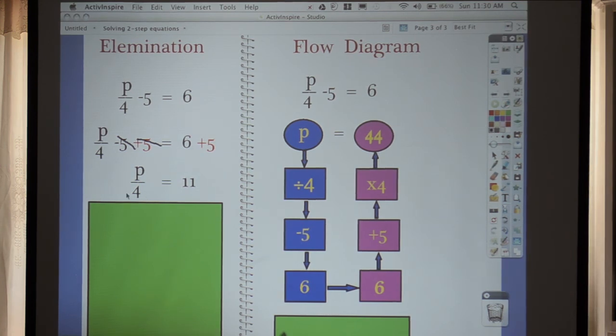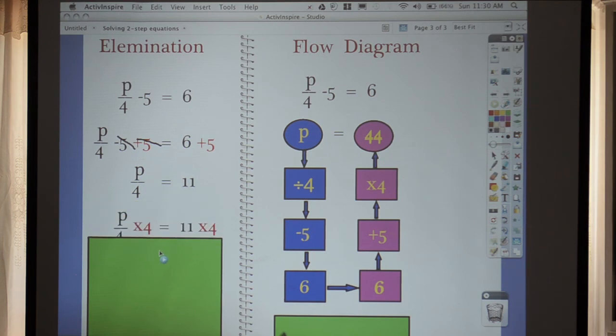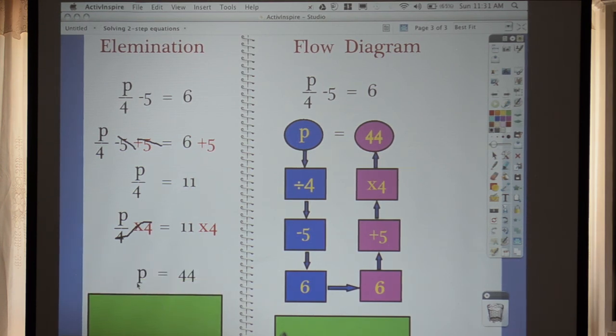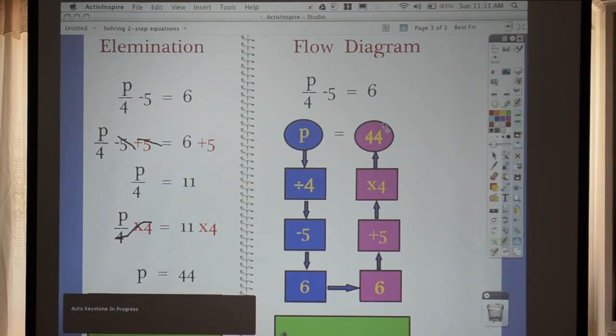How do we get rid of this 4 here? Since we divided by 4, we have to do the opposite, and that is to multiply by 4. So now we have P divided by 4 multiplied by 4 equal to 11 multiplied by 4. Remember, what we do on one side, we have to do on the other side. So these two numbers cancel out each other. What are we left with now? P equals 44.